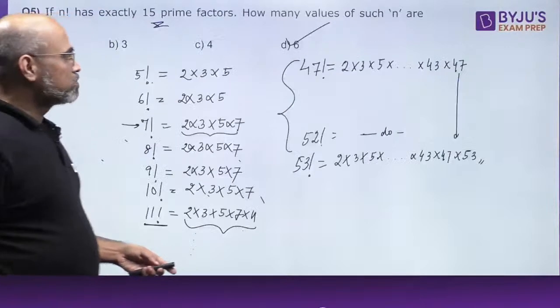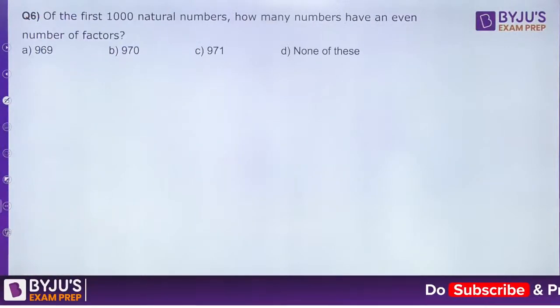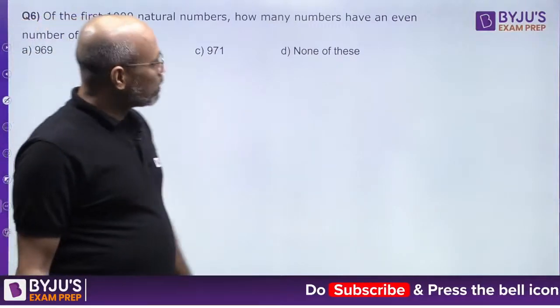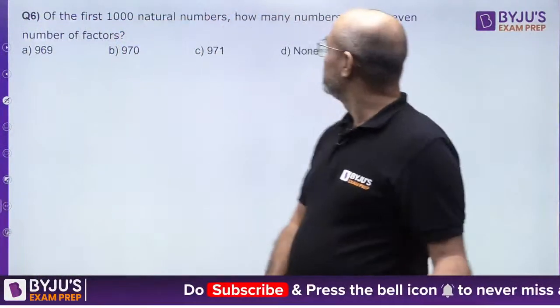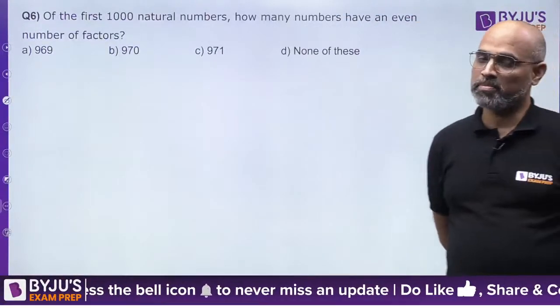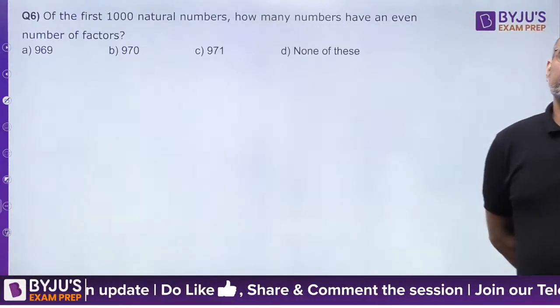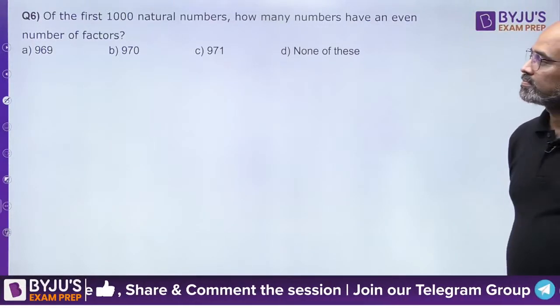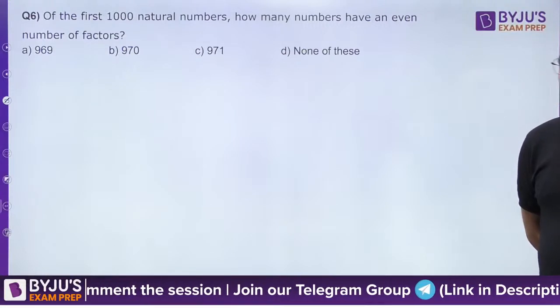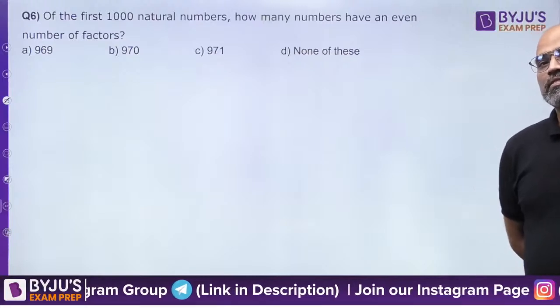Okay, let's move to the next question. Of the first 1000 natural numbers, how many numbers have an even number of factors? A very simple question, but a good question. Very much concept based. Of the first 1000 natural numbers, how many numbers have an even number of factors?